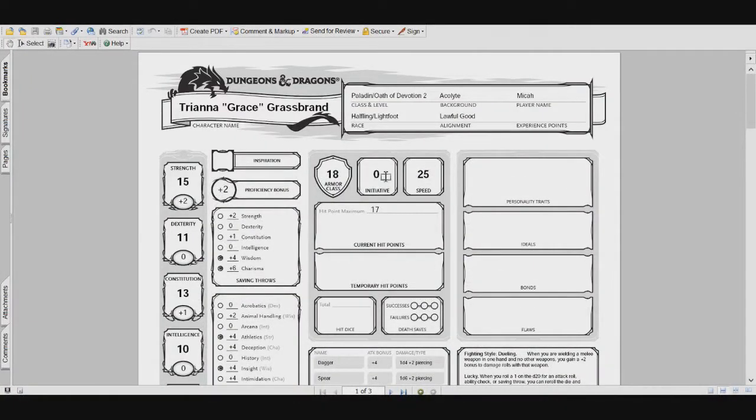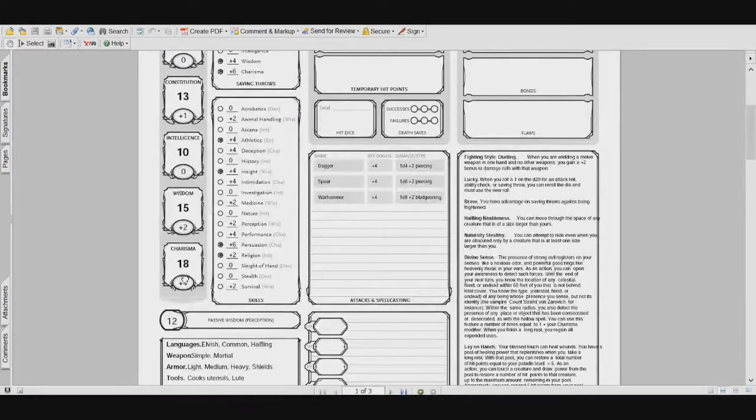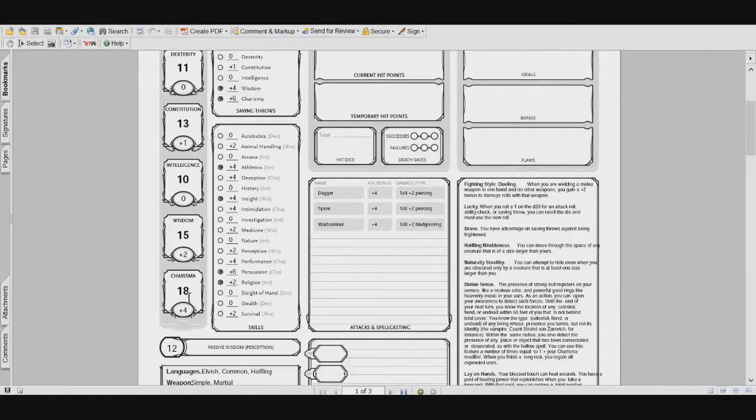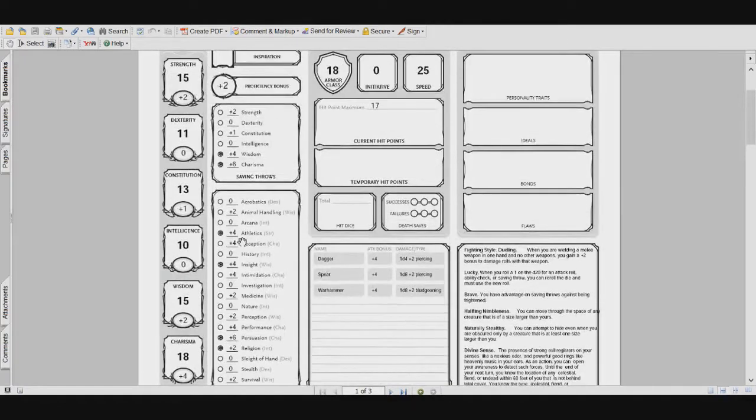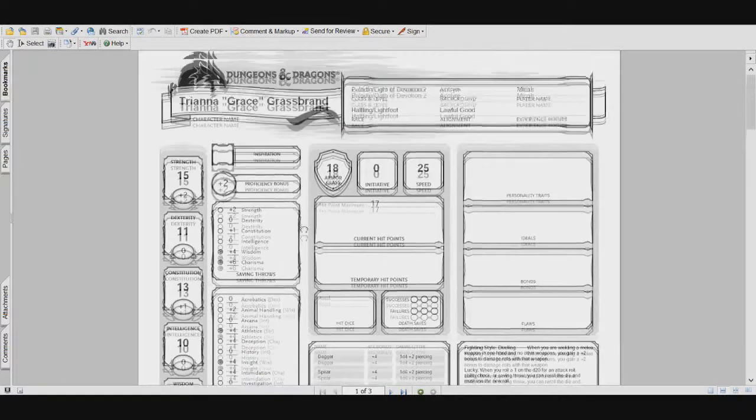Now, your race also affects what abilities you are better in. For example, my character is a halfling, a lightfoot halfling. As a lightfoot, they get a +1 to dexterity and a +2 to charisma, making that an 18. So I must have gotten a 16 originally on the dice rolls, but I also get my racial bonus, which gives me a +2 to charisma. So I am a pretty strong charismatic person.